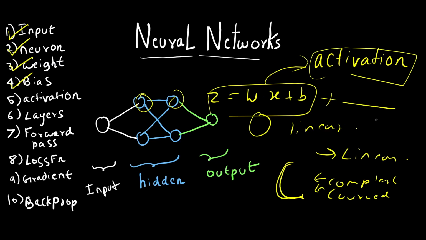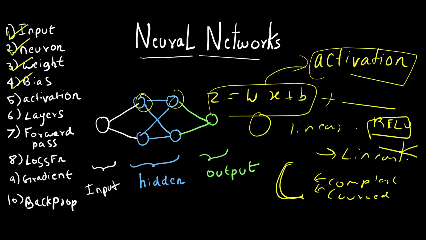Activation functions can be anything. For example, we have ReLU, a rectified linear unit, where if the output of a neuron is negative, it's zero, and if it's positive, it's the same value. And we have other similar functions which we're going to see later.